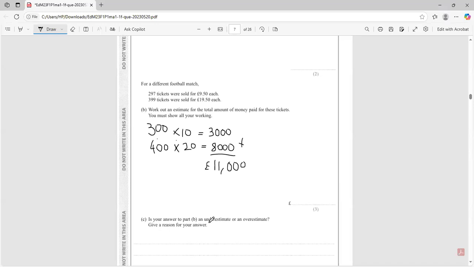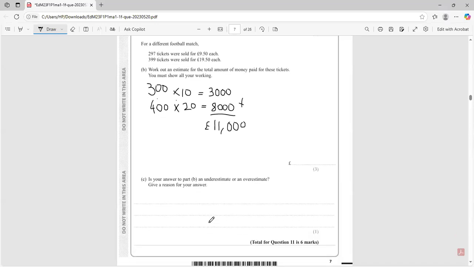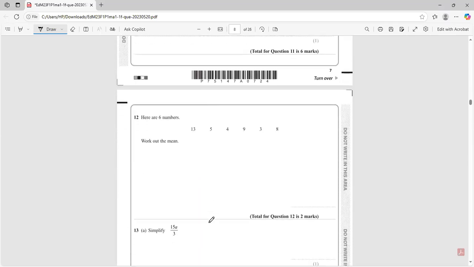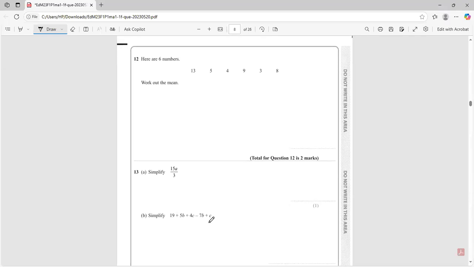It says, is your answer to part B an underestimate or an overestimate? Would it be an under or overestimate? Overestimate, as we rounded up. Yes, it's an overestimate because we rounded up for each. I guess that's enough reason for our answer, so I'll just move on because of time.